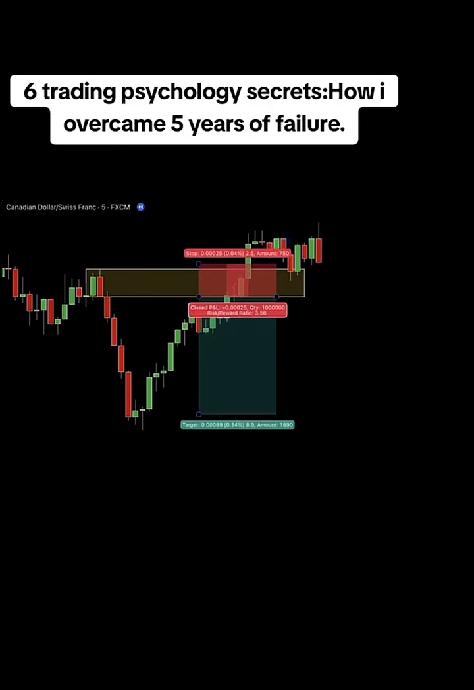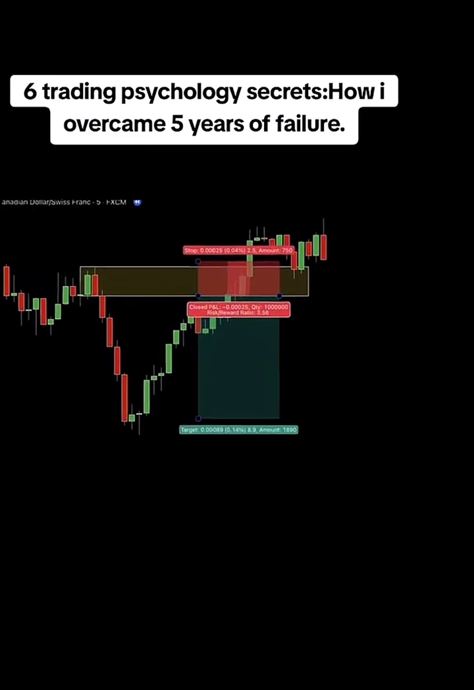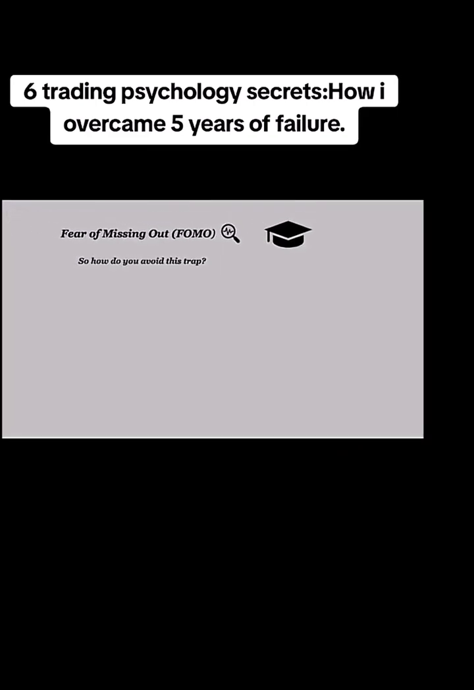Let's be clear. The supply zone is only one part of the strategy. Who said the market must respect that zone? Trading isn't about guessing, it's about aligning all the pieces of your strategy before entering a position. If you skip steps and rush into trades, you're not trading, you're gambling. So, how do you avoid this trap? Shift your focus from fear to strategy.